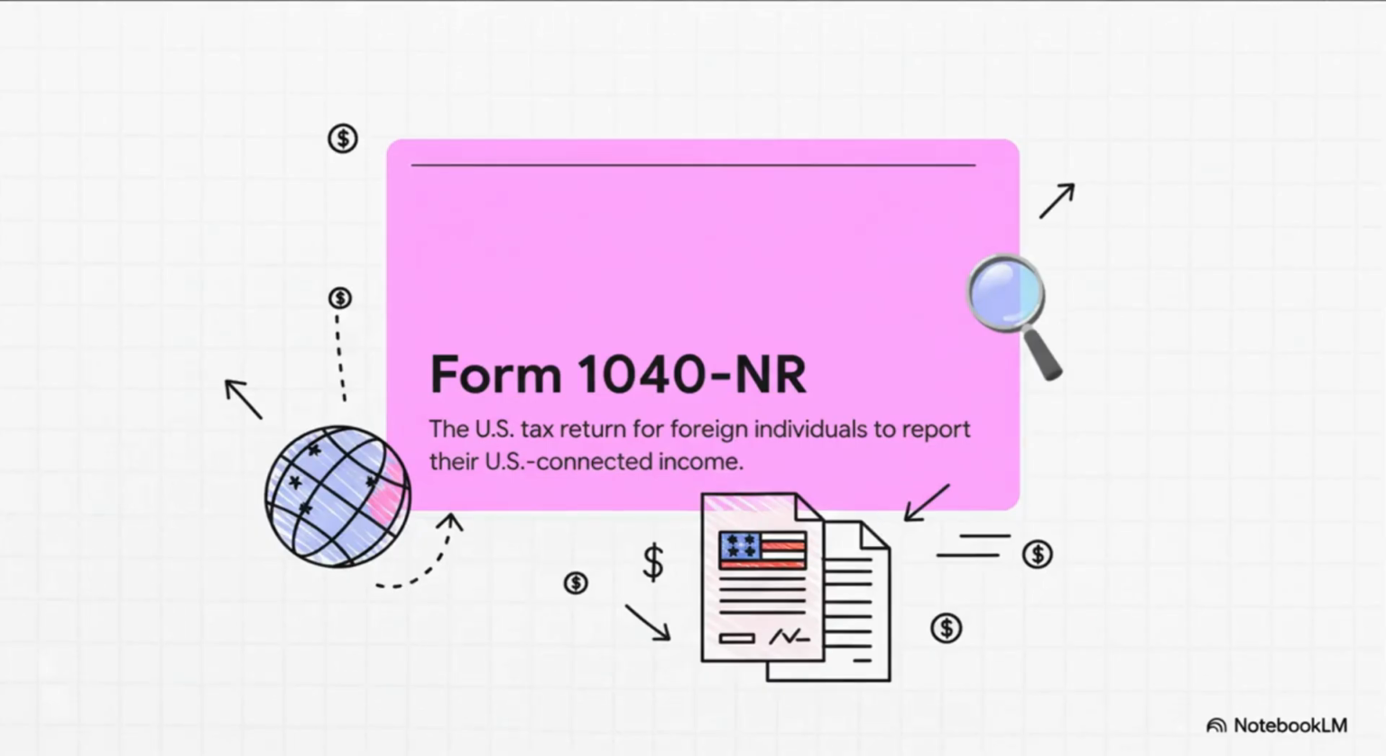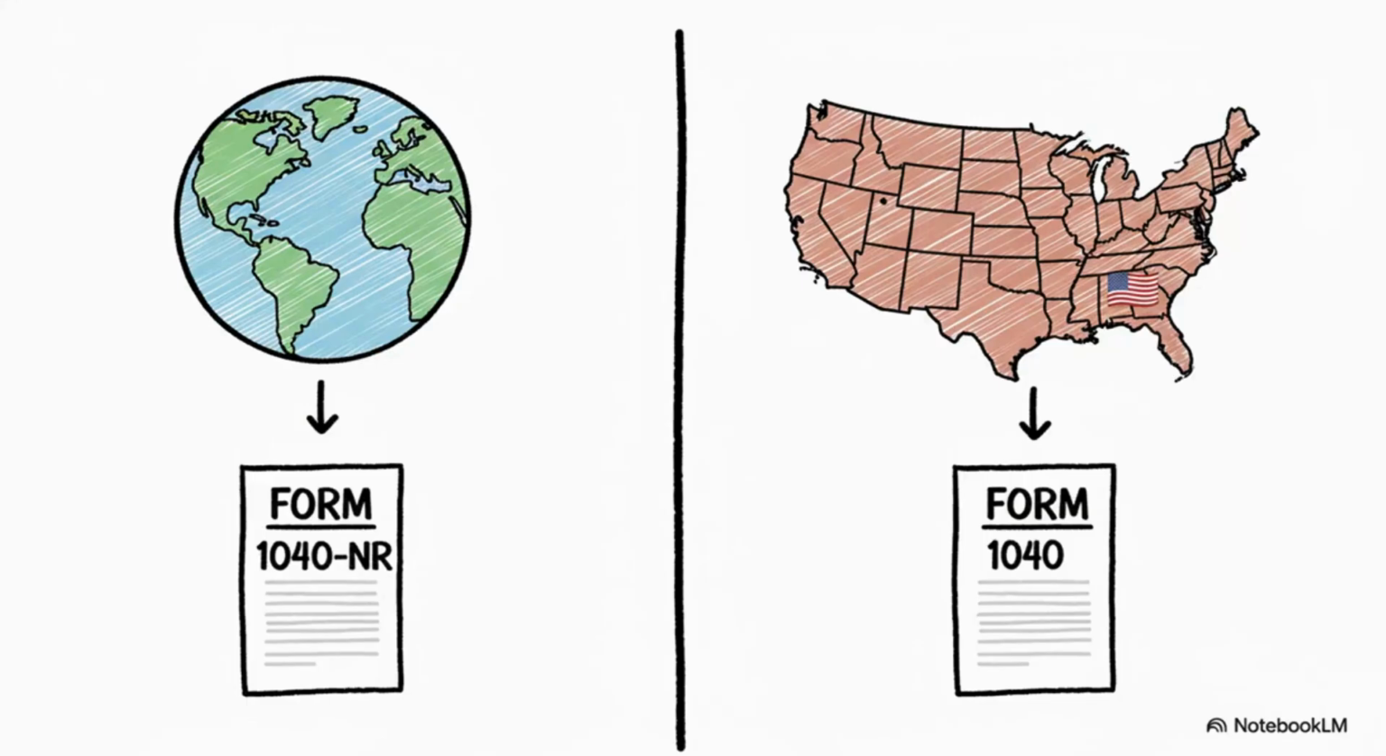So what is this form really? Well, to put it simply, Form 1040NR is the official tax return that the IRS uses for foreign individuals, non-residents, so they can report any income that's connected to the U.S. Think of it as the single most important document for your U.S. tax compliance. Now, you've probably heard of the standard Form 1040, right? That's the one that U.S. citizens and residents use. The key thing to get here is that the 1040NR is a whole different ballgame. It is specifically, exclusively designed for non-residents. It basically puts you on a completely separate tax track.